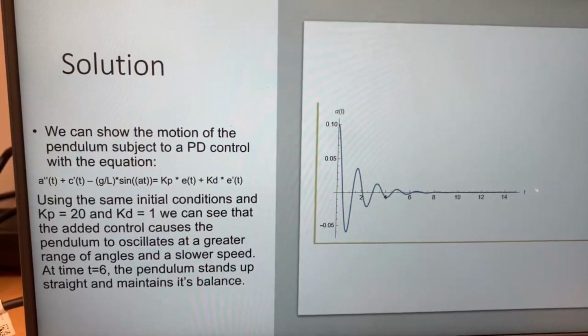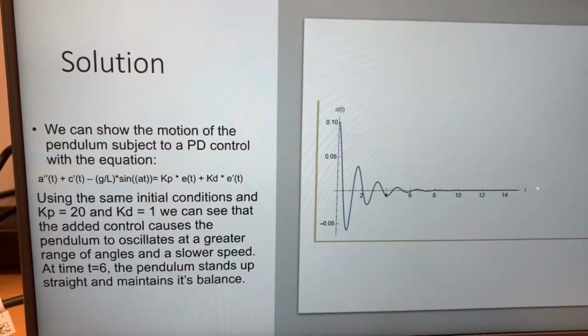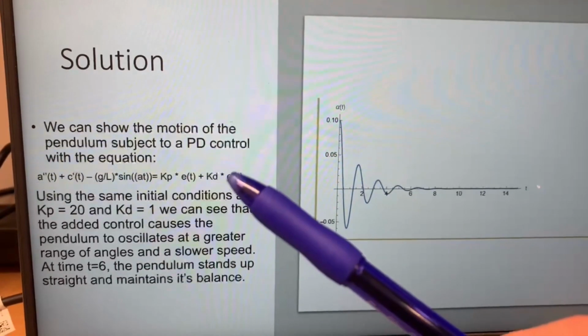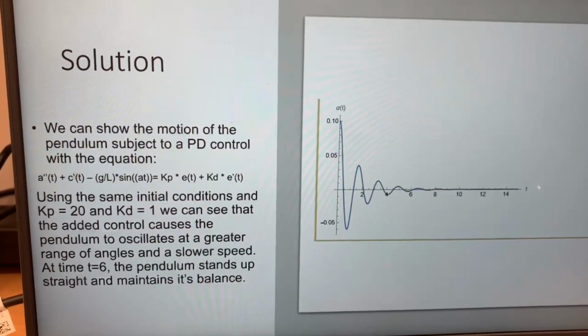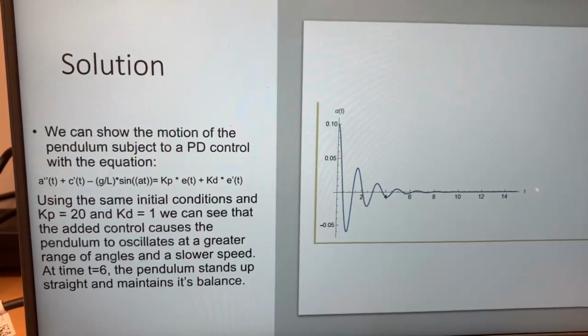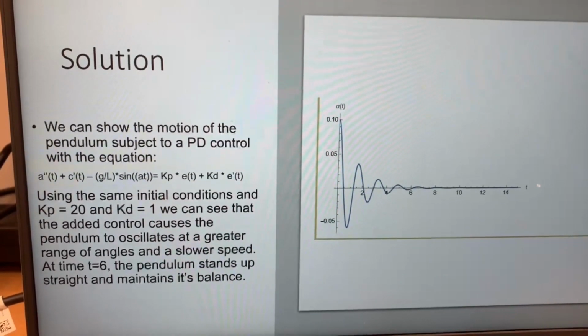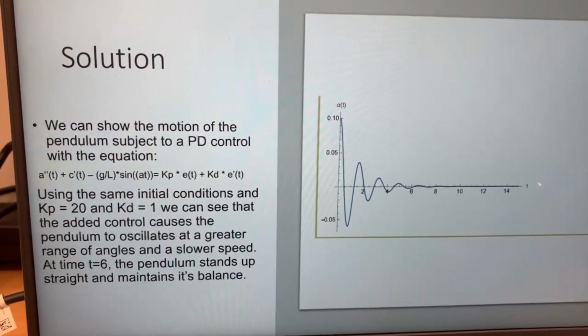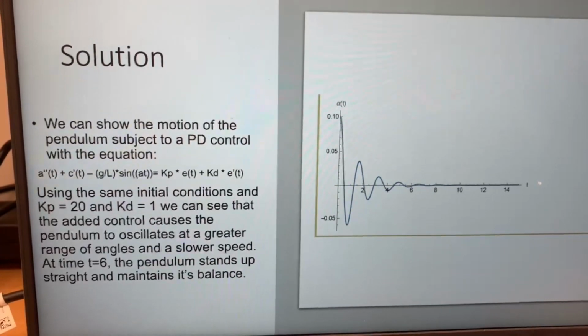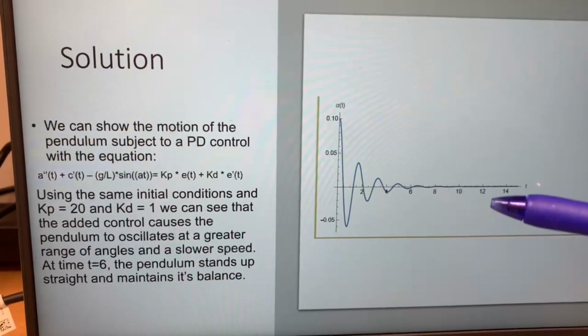So now we can show the motion of the pendulum subject to the PD control with the equation. Using the same initial conditions, and Kp equals 20 and Kd equals 1, we can see that the added control causes the pendulum to oscillate at a greater range of angles and a lower speed. At time equals 6, the pendulum stands up straight and maintains its balance, as you can see in this graph.